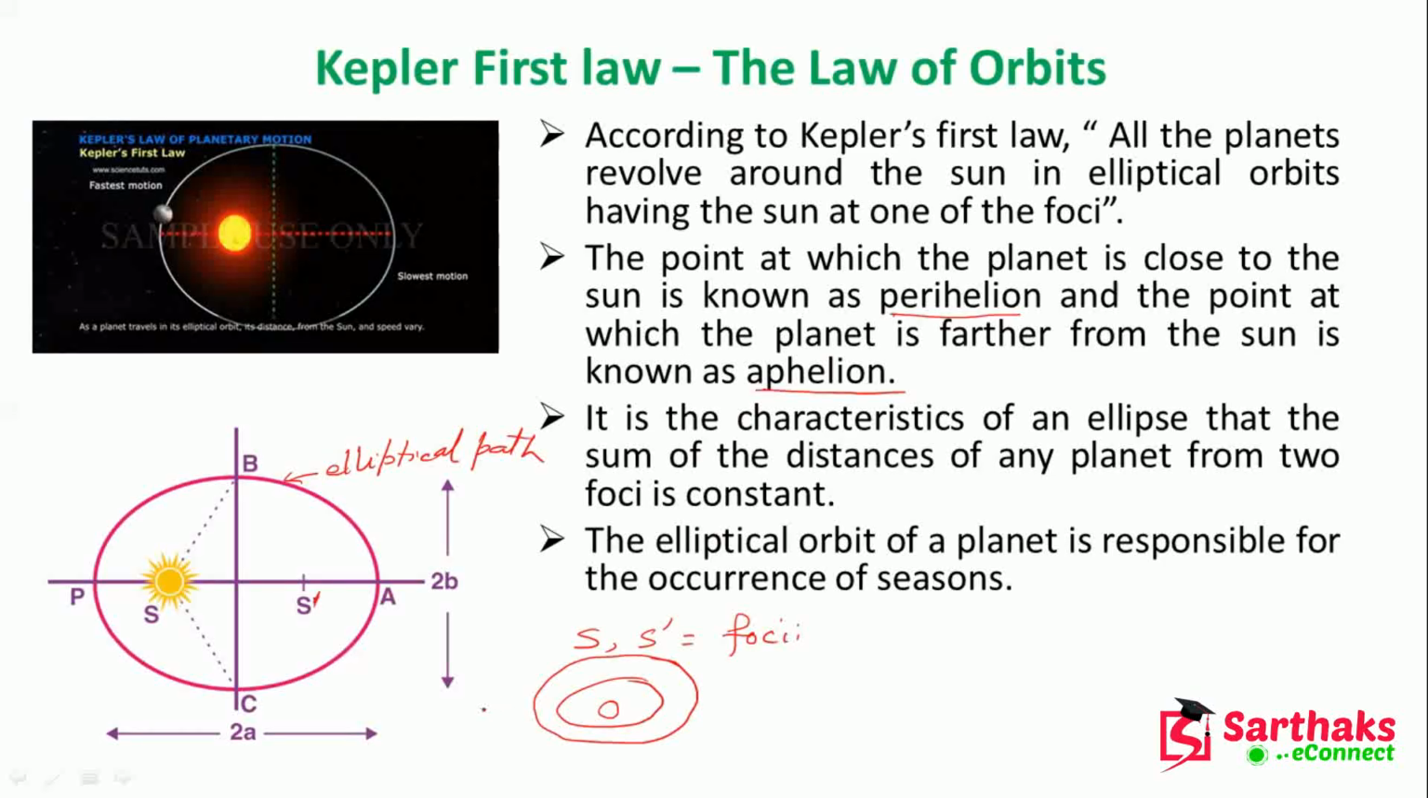Now here there is a characteristic of an ellipse. What is the characteristic of the ellipse? Because we are talking about the elliptical orbit, the characteristics of an ellipse will be applicable here. The characteristic of an ellipse is that the sum of the distances of any planet from the two foci is constant. Okay, so the sum of the distances of any planet from two foci is constant.